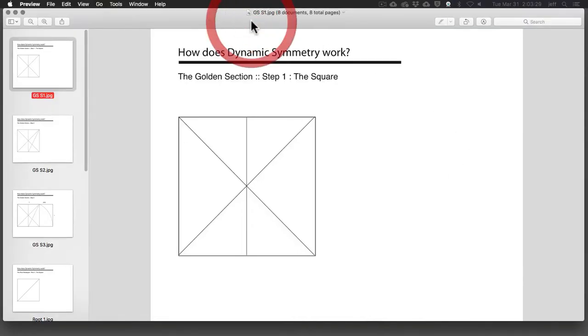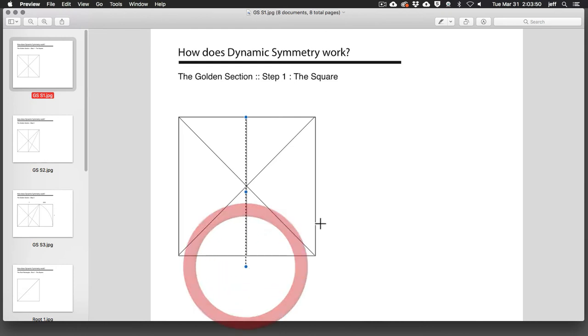So how does dynamic symmetry work exactly? Well, you take the square, as you know, it's one of my favorite shapes, and you find the halfway mark. Okay, so you do that by drawing a diagonal from corner to corner. That gives you your halfway mark.